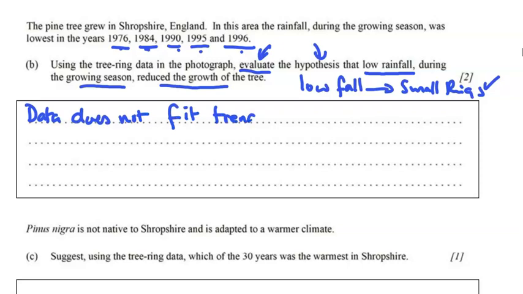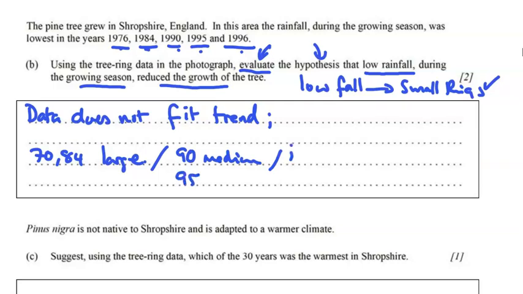I think you would have to make that point to obtain 1 mark, and you might then specify that 76 and 84 were in fact large rings. So this is the complete contrary position, that 90 itself was a medium-sized ring, and only, or contrarily, you could say that 95 and 96 were small, but they were the only ones that fitted the pattern. So overall, the data presented does not fit this trend line.